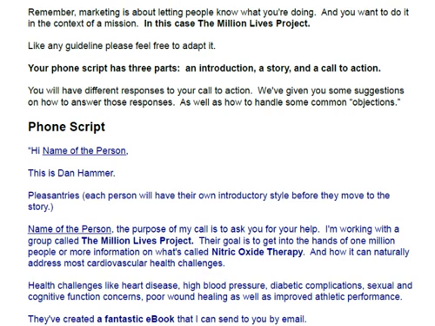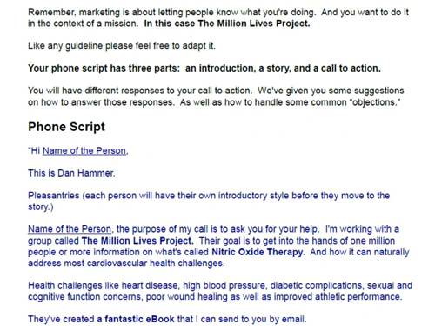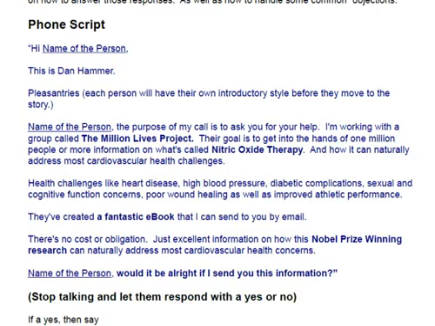Now, the phone script that we're going to share has three parts. It has an introduction, it has a story, and it has a call to action. There's a reason for everything that we do. Let's go through the phone script, but before we do this, also understand that you'll have different responses to your call to action. And in this PDF document, we've given you some suggestions on how to answer those responses, as well as how to handle some common objections. So let's start with this phone script. Again, we'll come back and show you the three parts. There's an introduction, there's a story, and there's a call to action.